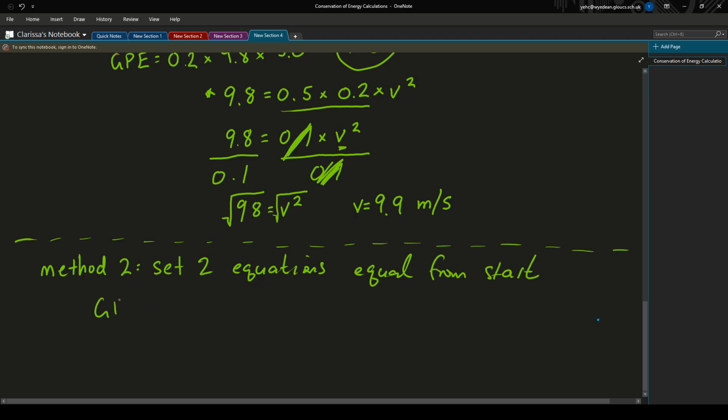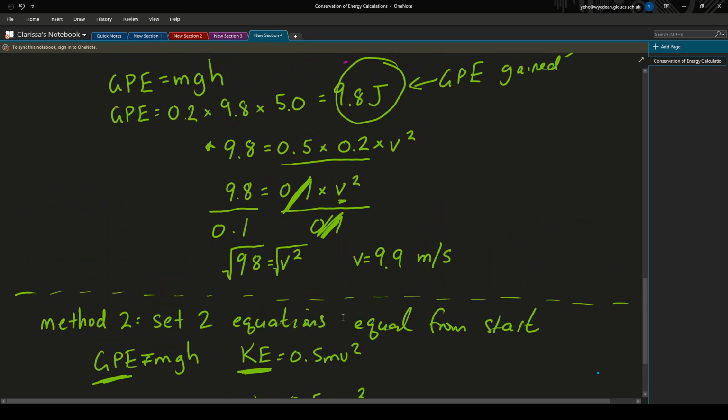So I have my GPE equation. I have my KE equation. I know GPE is going to be the same as KE because of the law of conservation of energy. So I like just doing mgh, which is what gravitational potential energy is, equal to 0.5 mv squared. I like just doing that, and then substitute everything in one go.